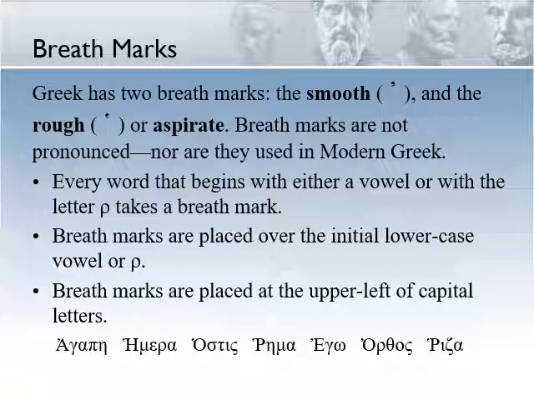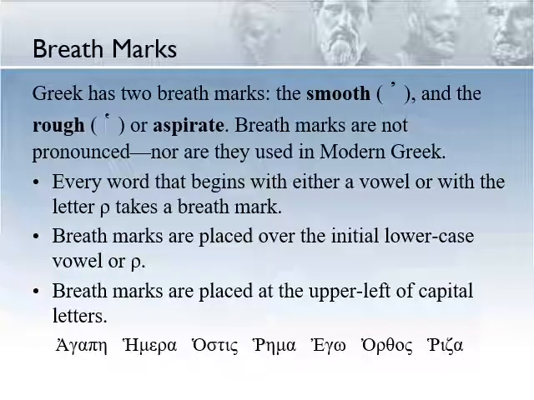Now, what if the word begins with a capital letter? You don't have enough room to write the breath mark over the top of it because it's so tall. In this case, the breath mark is placed at the upper left of a capital letter. So here are the same words that we just looked at, as well as a couple of others, that have the breath mark written just before the initial capital letter. So we have first agapi. Notice the smooth breath mark at the upper left of that first alpha.